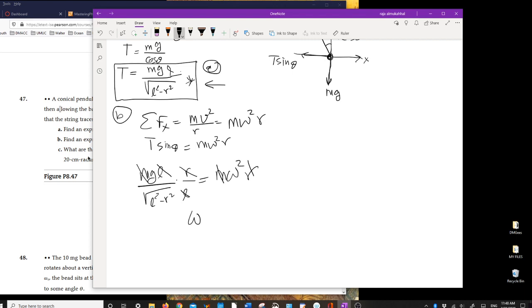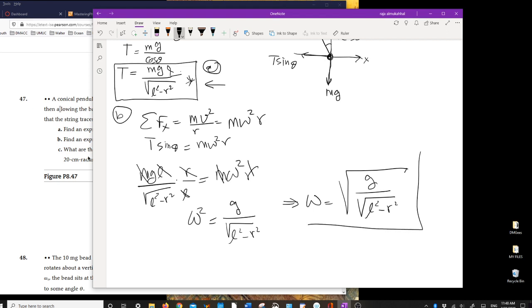So therefore omega squared is equal to g over the square root of L squared minus R squared, or I can say that omega is equal to the square root of g over the square root of L squared minus R squared. It's not the prettiest expression, but that's basically what we got. Got it? And then that's it. I think this is the expression that he's looking for.